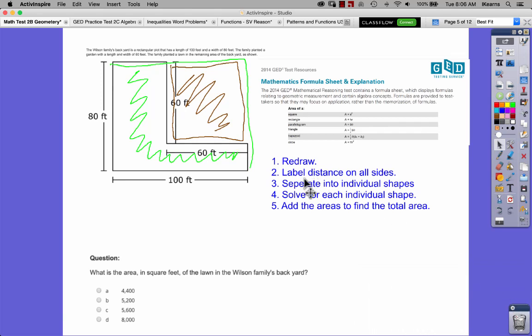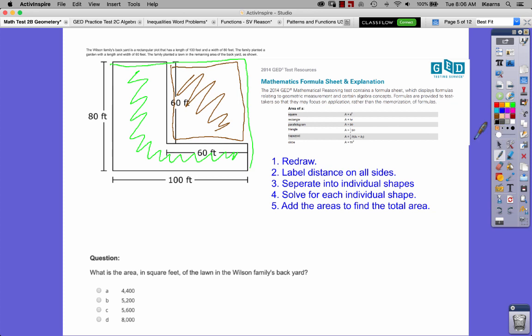First thing is we're going to redraw it, because remember you're going to be taking this on a computer, so you're going to have to act like you're redrawing it on a sheet of paper. We're going to label the distance on all sides, separate it into individual shapes, then solve for each individual shape, and then add the areas together.